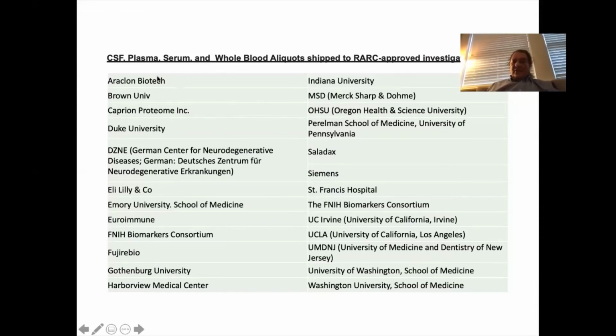This is a list of all the different labs and all the different companies who have received samples from ADNI, and the results of all these various analyses are now on the ADNI database, because if you get the samples, you have to report the data back to ADNI. The samples are provided to you blindly, so in order for you to get the final results, you have to give the results back to ADNI, and then the results are posted.